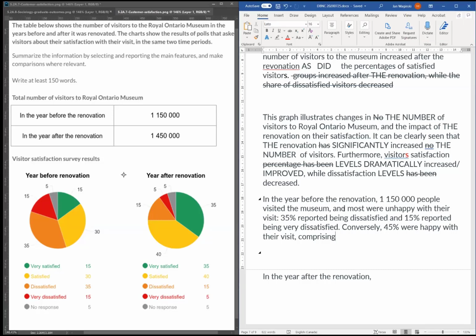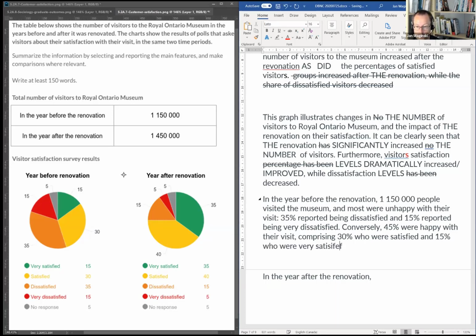Because we need to see the chart. You were very satisfied? Yes, comprising, well, 30%. Comprising 30% who were, oh, are you able to see both on my screen? Yes, sir. Okay. Yes. And satisfied.